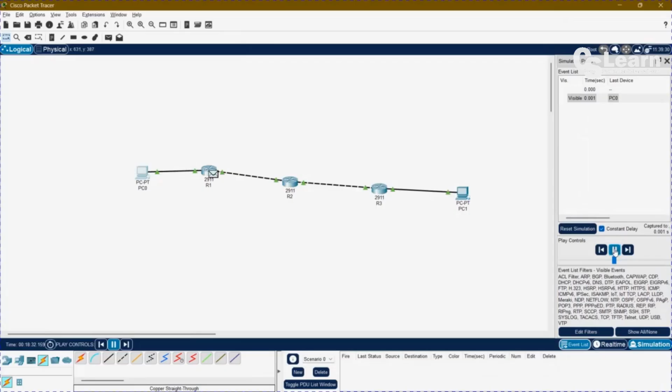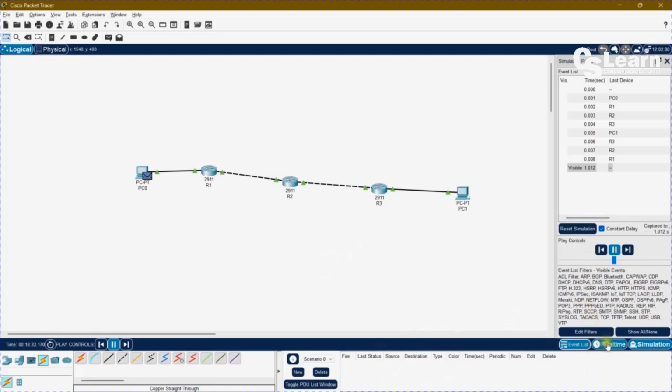So first PC0 to router 1, router 1 to router 2, router 2 to router 3, and router 3 to PC1. Now again PC1 to router 3, and router 3 to router 1 again. So this is a static route between source and destination, right? It works properly. Okay, right, it works. So this is it.